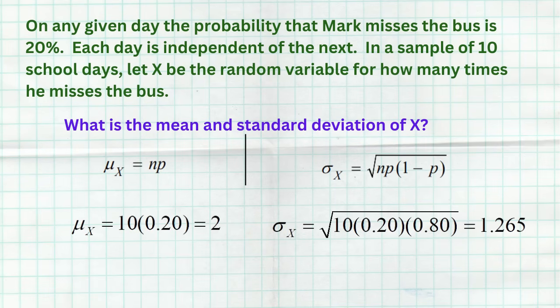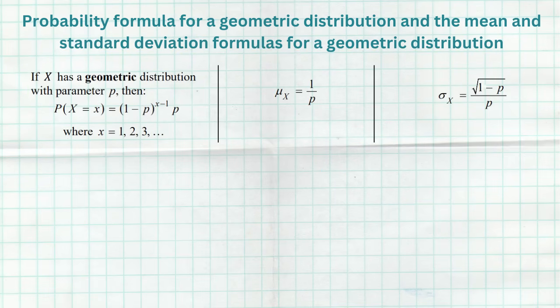All right, next up we have the formulas for the geometric distribution here. So a geometric distribution is where we are also given a probability of success p, but we're looking simply for our first success. We don't care about after that. We're just looking for how many trials it takes to get our first success.